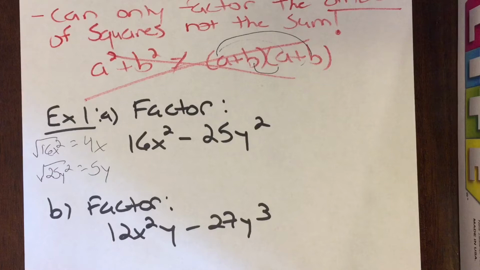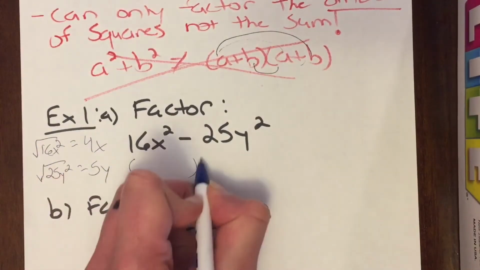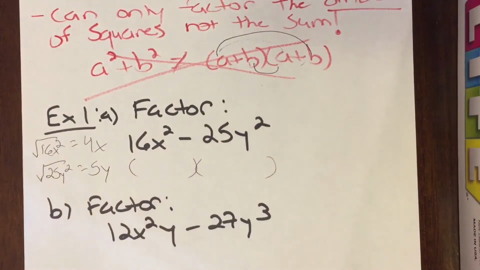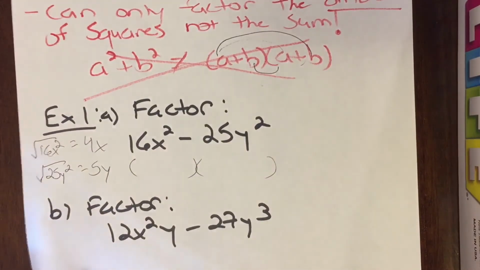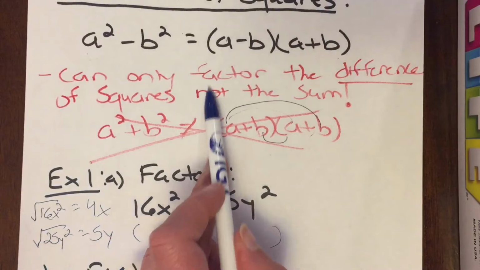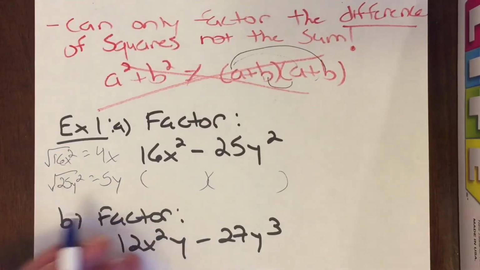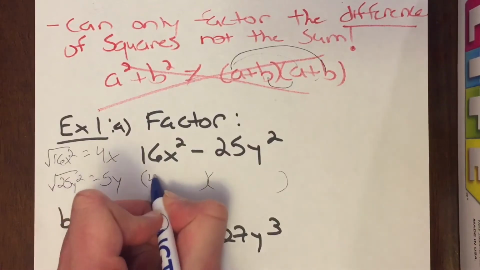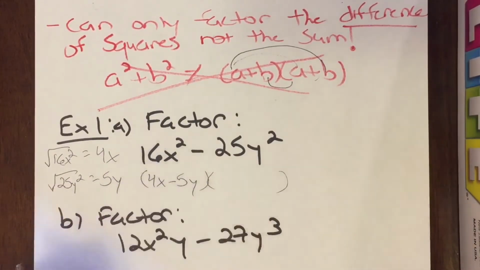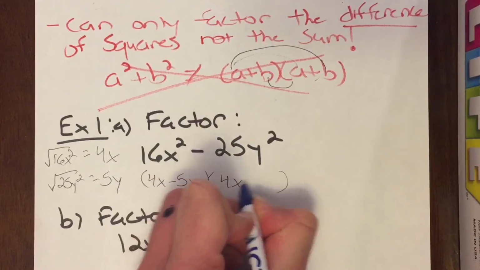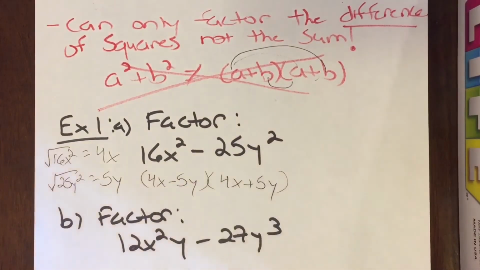Okay, so once I've recognized that it's the difference of squares, I take the square root of each term, and then I set up my parentheses. From there, I'm just going to follow the formula. Put my numbers in there. One is minus, one is plus. So my one factor is going to be 4x minus 5y, and my next factor is 4x plus 5y.